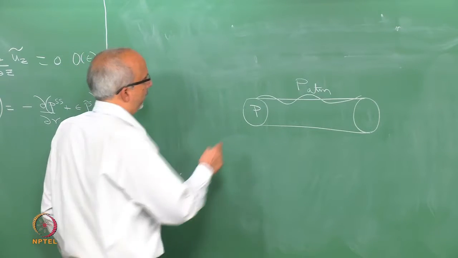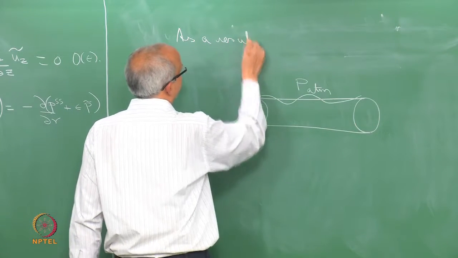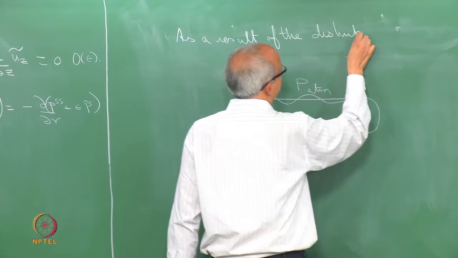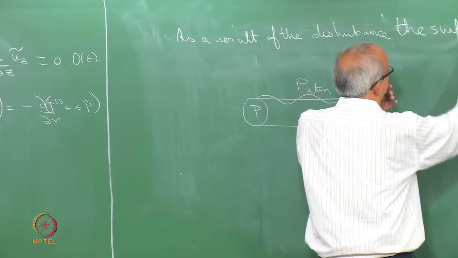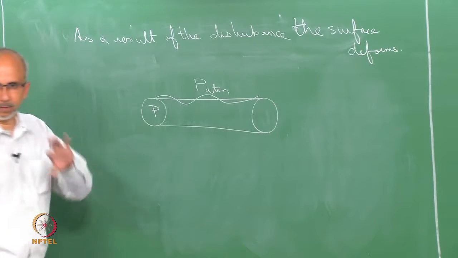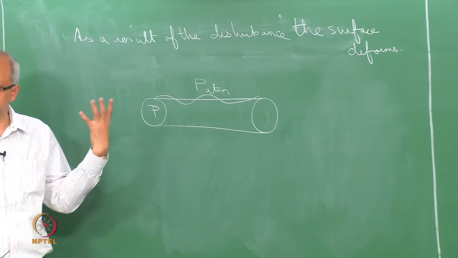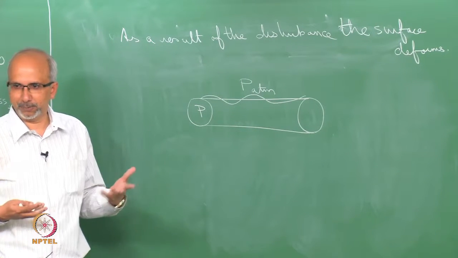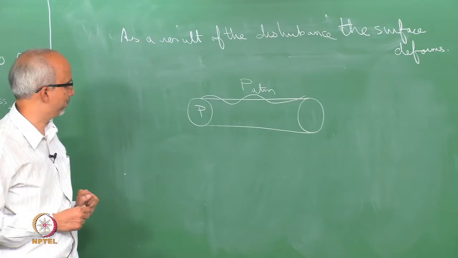Okay. So as a result of the disturbance, the surface deforms. The interface is going to deform. Okay, that's the general situation, and that's what we are interested in. I have to include this in my model, otherwise the guy is not going to break, right? I mean, if I keep my interface flat, it's going to remain a circle forever. So I need to include this and see how this guy is going to behave.